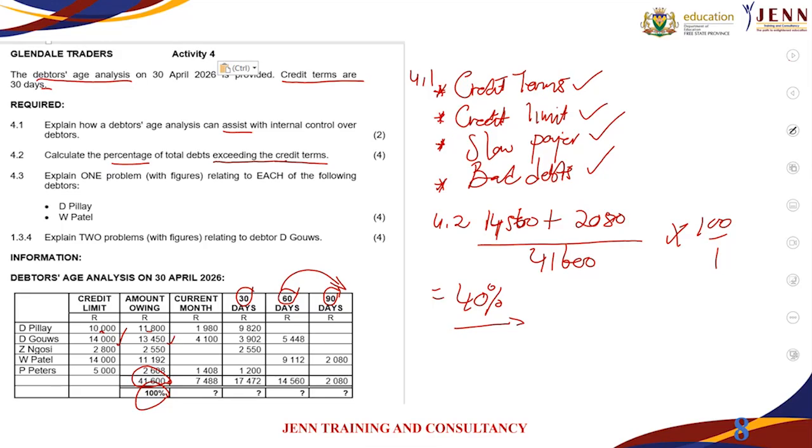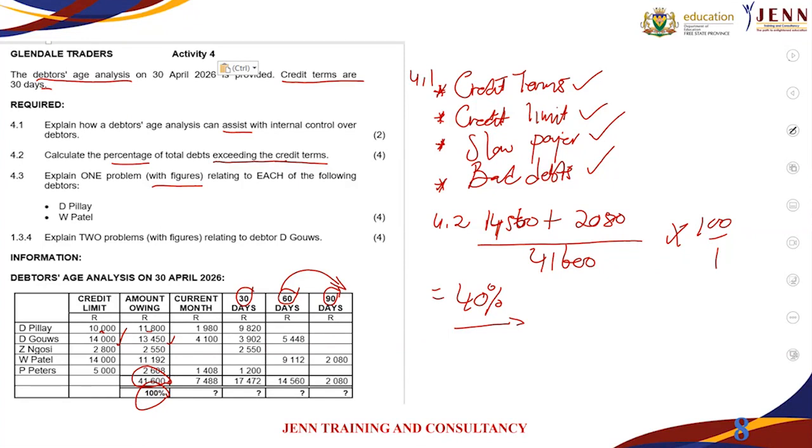Now 4.3 says, explain one problem with figures. Once it says with figures, guys, it simply means you must be able to identify the amount. It can be the amount, it can be the days. It is not only focusing on the amount, but it can also focus on the days, particularly if the problem is credit terms, then it simply means we must now start to quote the days. But if the problem is the credit limit, of course, we will have to quote now the amount. So it is very important that you don't just identify the problem, but you also show the figures to support the problem that you have identified.